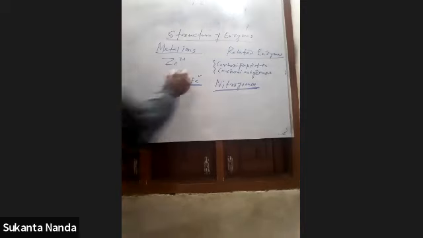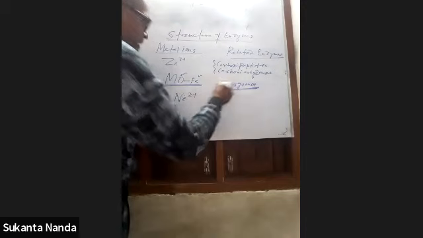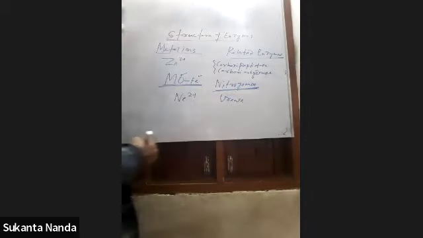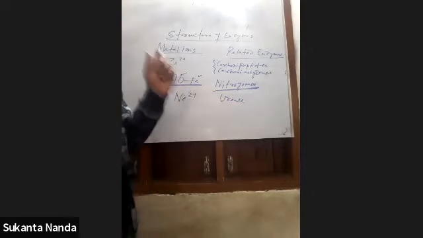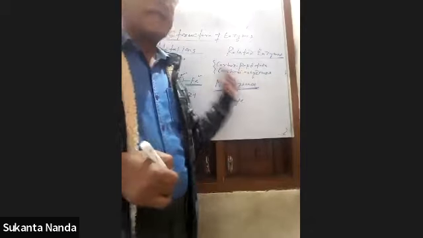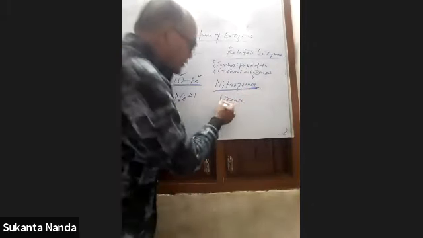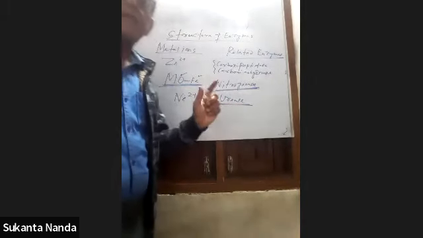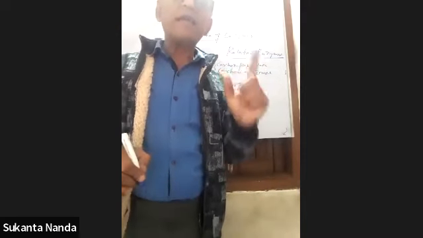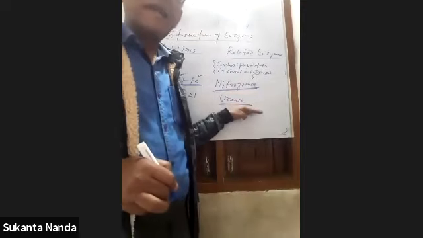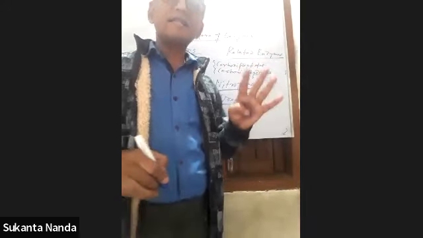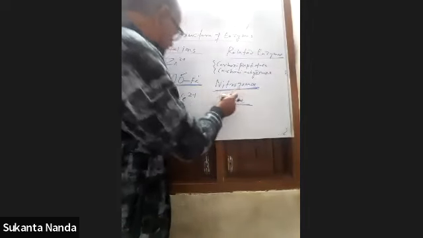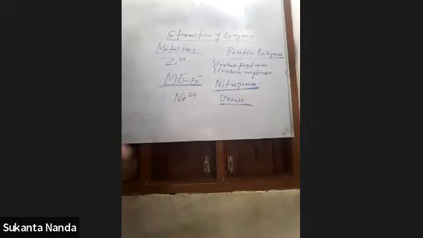Then we'll have to know about nickel. Nickel is for urease enzyme. From the study of urease enzyme, Sumner explained that enzymes are proteinaceous in nature. That means Sumner was the scientist who studied urease enzyme and came to the conclusion that all enzymes are proteinaceous in nature. So the urease enzyme depends upon nickel for carrying out its activities.